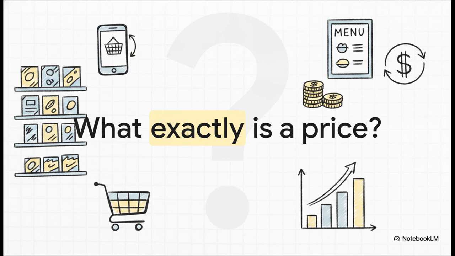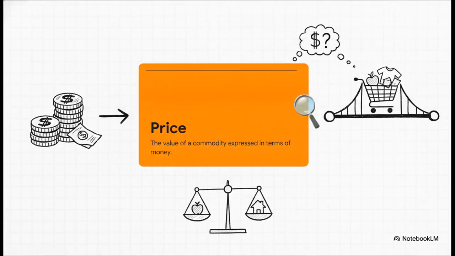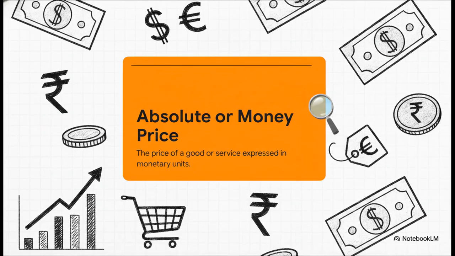I mean, you and I see them every single day, right? But what is a price when you actually strip it down to the bare basics? Well, simply put, it's really just the value of a commodity expressed in terms of money. It's the literal amount of cash you have to hand over to acquire it. Kind of like a toll bridge between what you want and what you got to give up to actually get it.